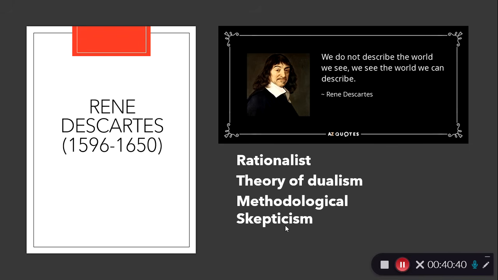Methodological skepticism means that he attempted to figure out what was undeniable, what he actually knew to be true. All right? So how can we determine anything to actually exist? If you think about it, we experience the world through our senses. Right? We have 5 senses: sight, hearing, touch, taste, and smell. So we experience the world through those 5 senses.